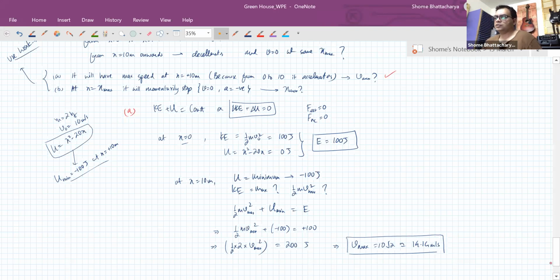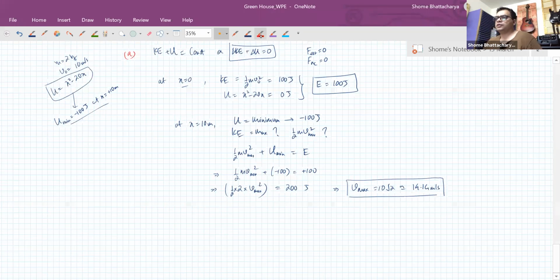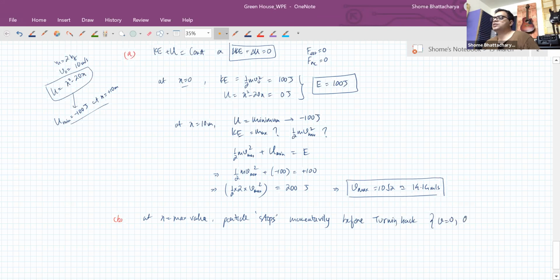Okay, so hope this is clear, people. Now, the second part, we want to find the maximum displacement point. You can copy this down, that's fine. So at x equal to the maximum value, the particle stops momentarily before turning back, because at that point its velocity will be zero, but the acceleration will be negative.